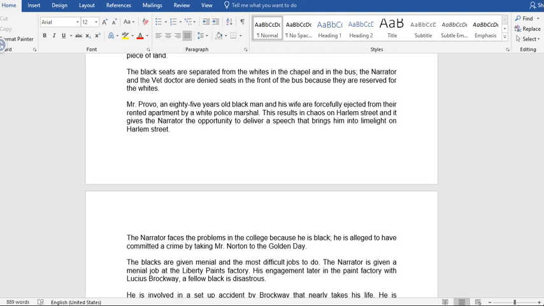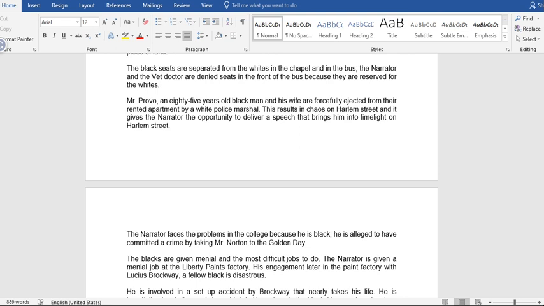Mr. Provo, an 85-year-old black man, and his wife are forcefully ejected from their rented apartment by a white police marshal. This results in chaos on Allen Street, and it gives the narrator the opportunity to deliver a speech that brings him into limelight on Allen Street. You remember the event of Allen Street where the narrator, that is the invisible man, is invited to join the Brotherhood because of the speech he delivered.